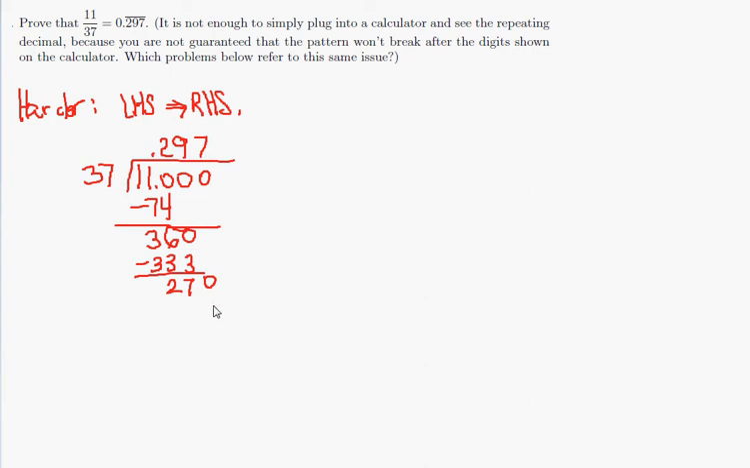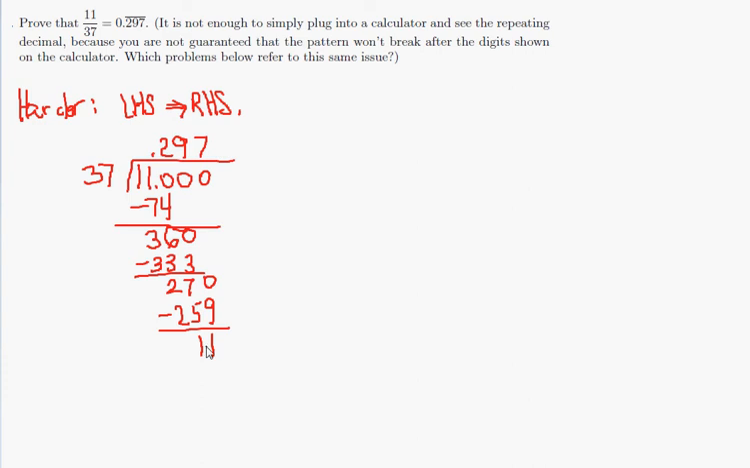And then, we know the next answer digit is going to be 7. So 7 times 7 is 49. Carry the 4. 7 times 3 is 21, plus 4 is 25. And when we subtract, we get 11. And that's our guarantee that the pattern is going to repeat. I started with 11, and I ended up with 297. So because I have 11 again down here, I know that I'll have 297s in perpetuity after this.